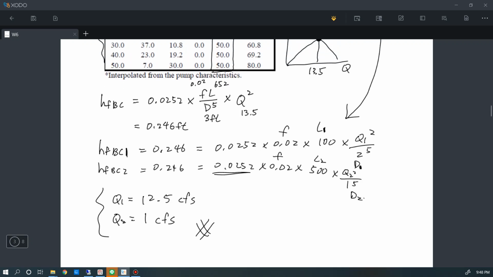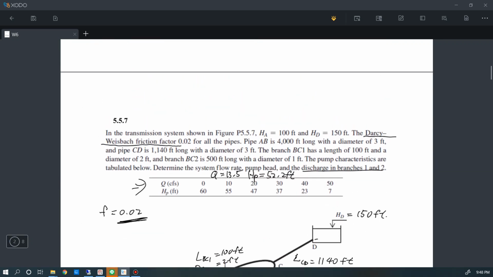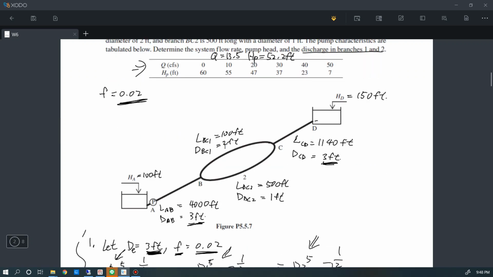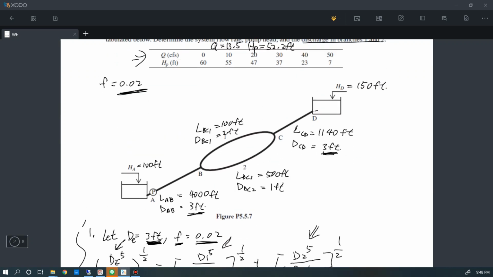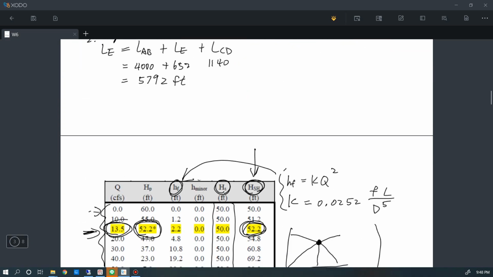And this coefficient is for the English unit. Okay, so it's the same equation that we used in the previous problem for the Darcy-Weisbach friction factor. Okay, so let's move on to the next problem.